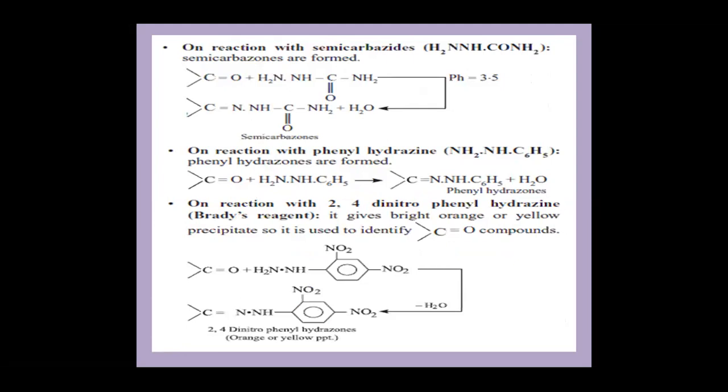On reaction with phenylhydrazine, whenever carbonyl compounds such as aldehydes and ketones react with phenylhydrazine, they form phenylhydrazones. On reaction with 2,4-dinitrophenylhydrazine, that is 2,4-DNP, this reagent is also known as Brady's reagent. It gives a bright orange or yellow precipitate. So it is used to identify the carbonyl group in compounds. Whenever aldehydes or ketones react with 2,4-dinitrophenylhydrazine, it forms an orange or yellow precipitate due to the formation of 2,4-dinitrophenylhydrazones.